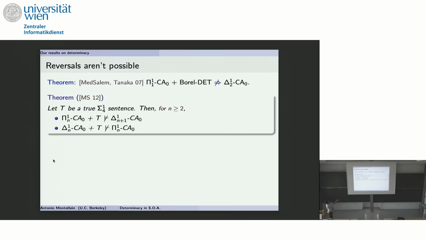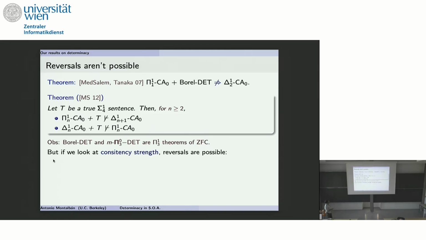Whenever you have a true Π^1_4 sentence, Π^1_n comprehension together with that sentence is never going to allow you to go to Δ^1_{n+1}, and you also cannot go from Δ^1_n to Π^1_n with a new Σ^1_4 sentence. So you're never going to get a reversal. Borel determinacy and all these are Π^1_3 theorems of ZFC, so hopefully true. So this theorem applies, and you couldn't do reversals.